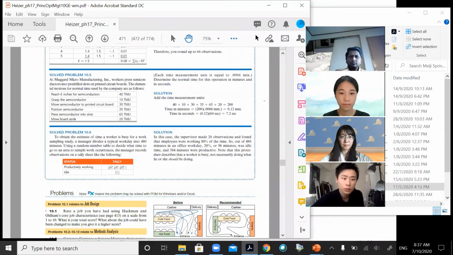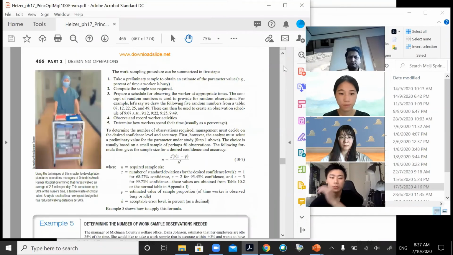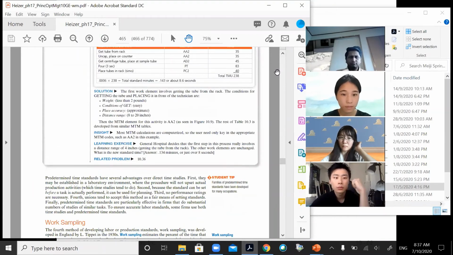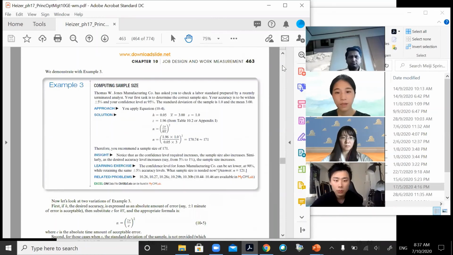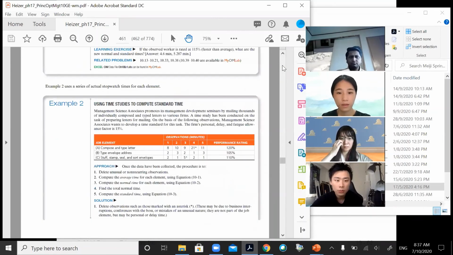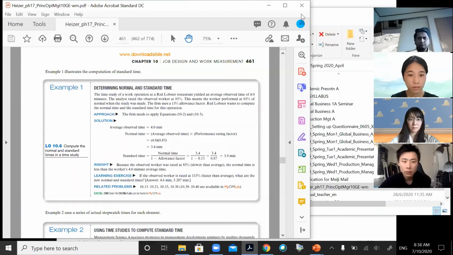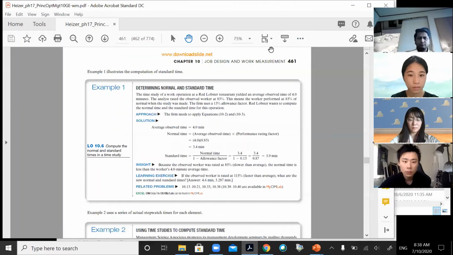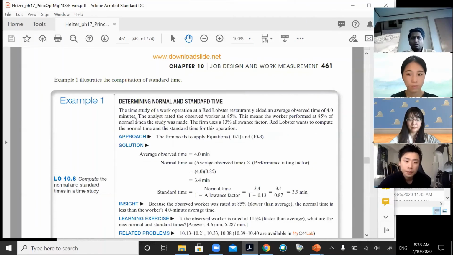If you can open the book also, it's good, because I'm going to use the same example that is in the slides, but the slides don't have any explanation. That's why I need to open this book. So can you see the screen now? Everyone can see? Okay.